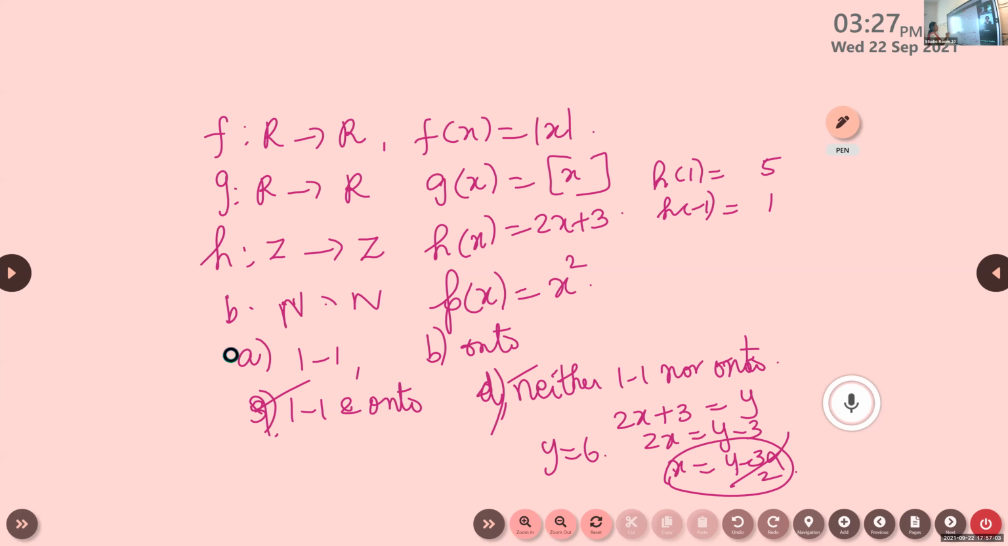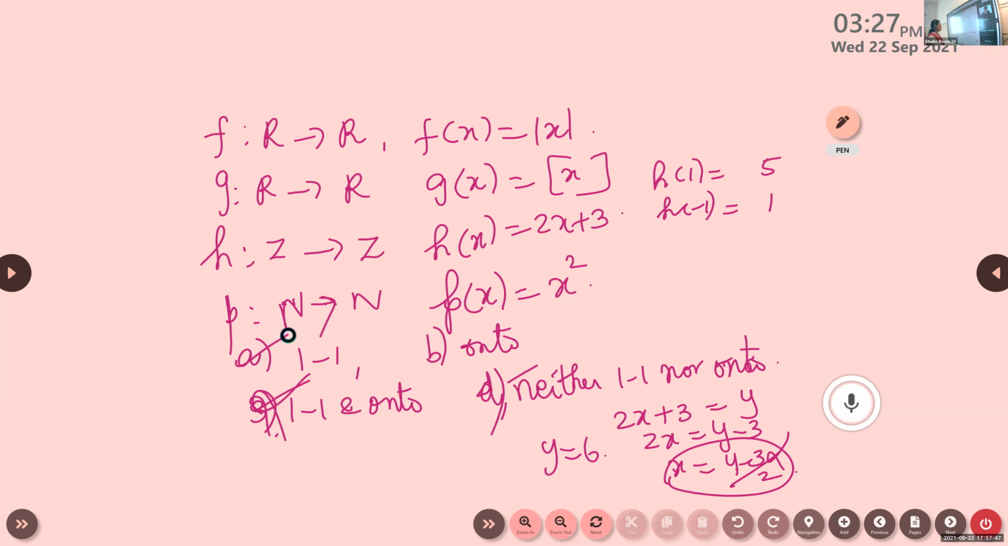F from N to N. P is a function from N to N given by P of x is equal to x square. Ma'am, so for the second question, it's 1-1, right? Yes, for the previous question, it is 1-1 but it is not onto. So option D, the third one, is not possible. So it is A, 1-1. 1-1 and onto is also not possible. It is 1-1 you will get.